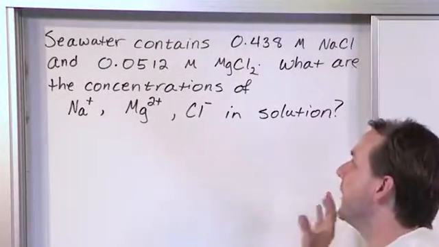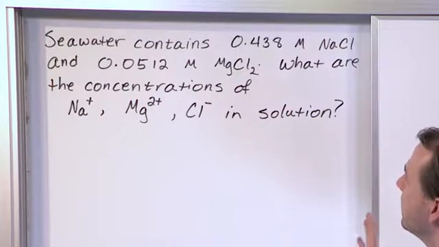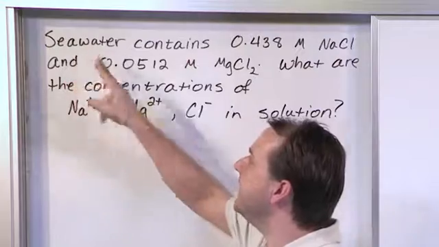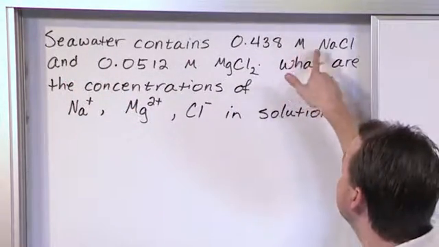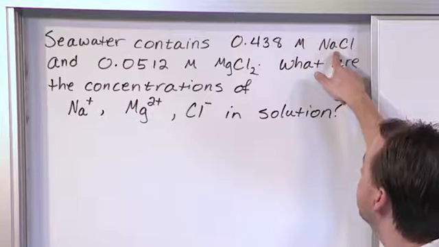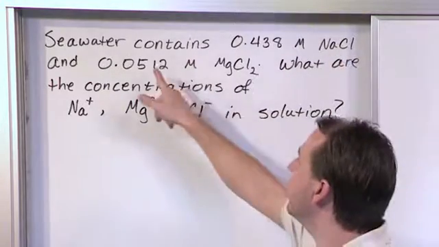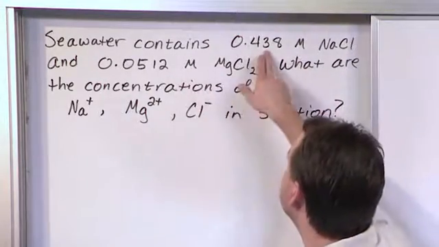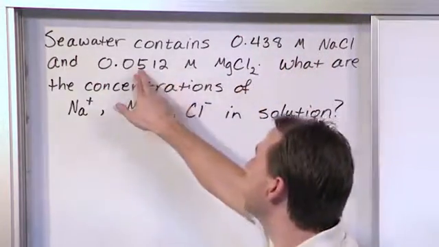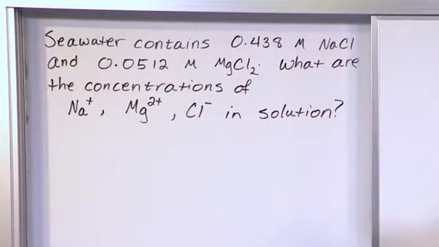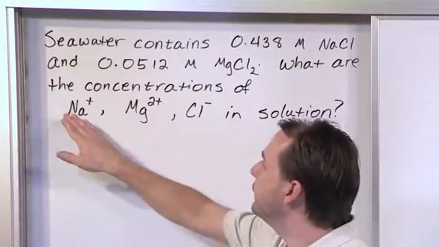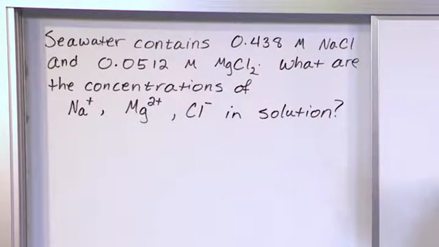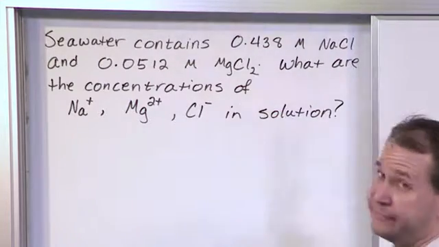Okay, for our next problem, we actually have it already on the board here. It looks long and complicated, but you'll see that it's not too hard. So what we have is we're given that seawater contains a certain concentration of sodium chloride, which is table salt, and a certain concentration of magnesium chloride. Okay? And the concentrations are given to us, 0.438 molar NaCl, 0.0512 molar magnesium chloride. And it's asking us, what are the concentrations of the sodium ions, the magnesium ions, and the chlorine ions in solution?